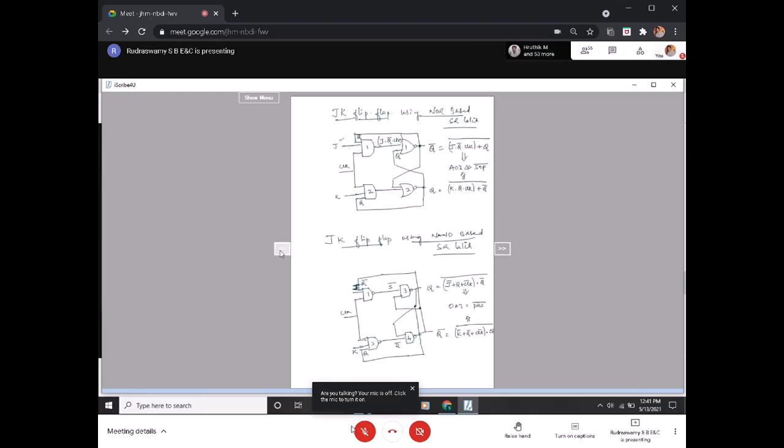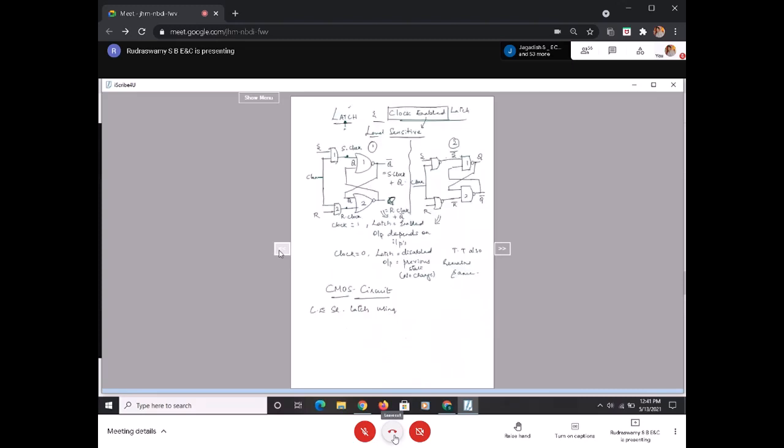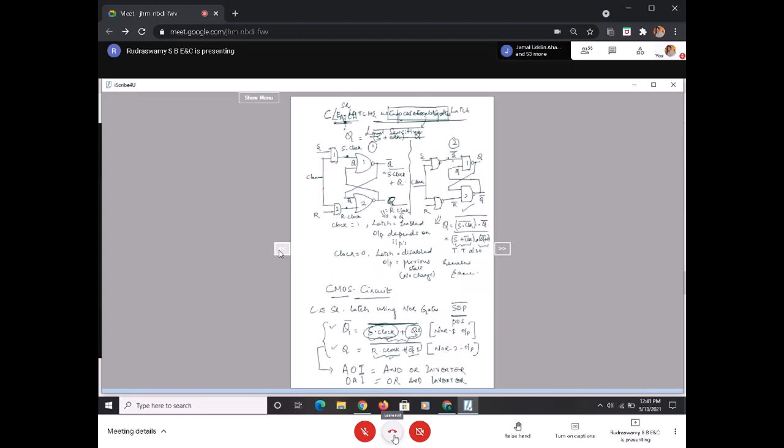Yes, so today we started with the clock enabled latch. The difference between a latch and a clock enabled latch is that the clock enabled latch has an enable pin, so either I can disable or enable. And that becomes a basis for us to construct the next flip-flops like JK and all. In clock enabled, we have two types: the NOR based and the NAND based. For these two clock enabled NOR based or NAND based SR latches, we have to construct the CMOS circuit.